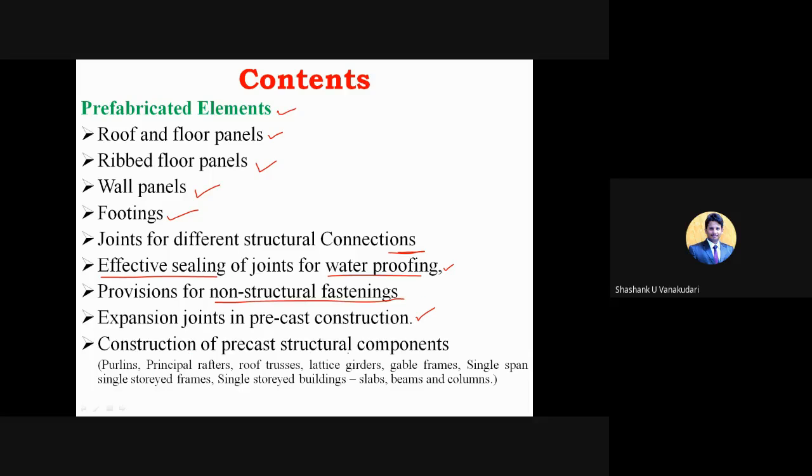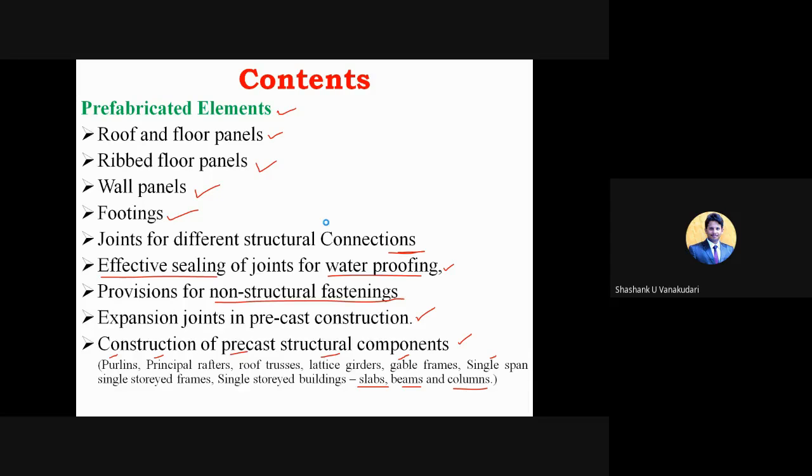And then the construction of precast structural components like purlins, principal rafters, roof trusses, lattice girders, gable frames, single span single storey frames, and single storey buildings, and then slabs, beams, as well as columns. So these structural members we'll see in this module 2. Okay, we'll start with the first part.